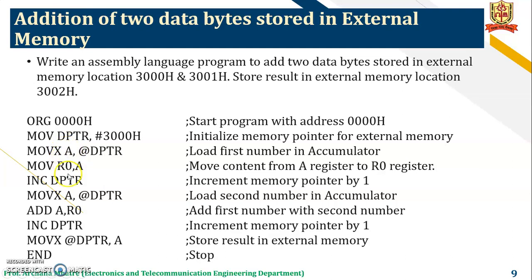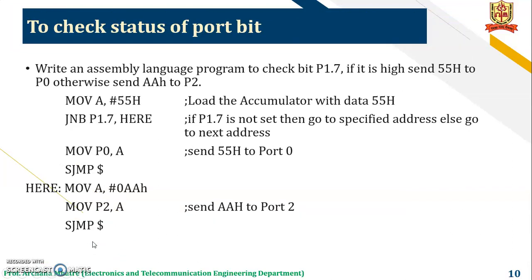Then the next number we will move into the R0 register. Then we will add those two registers, A and R0, with the ADD instruction. To store the result, we have to increment the data pointer by 1 and then store the accumulator content into the 3002H memory location.